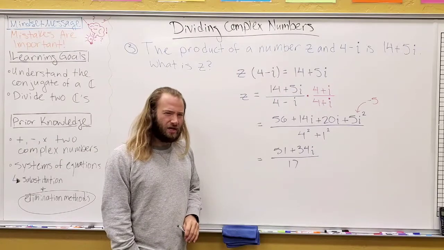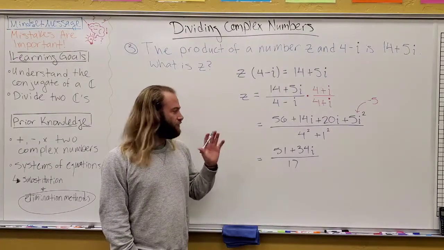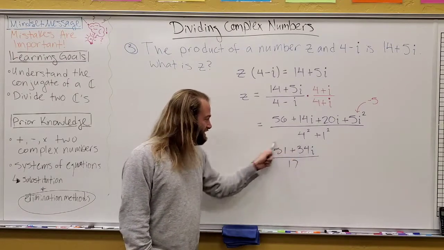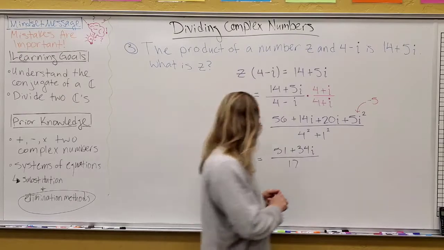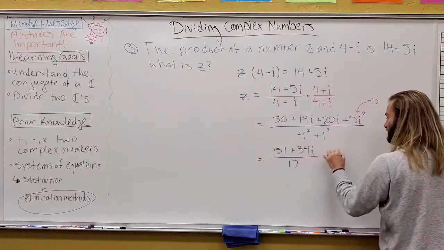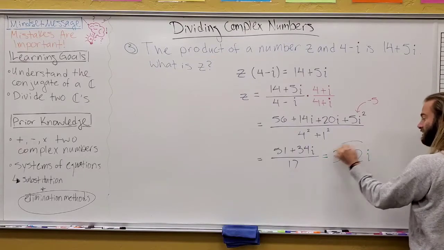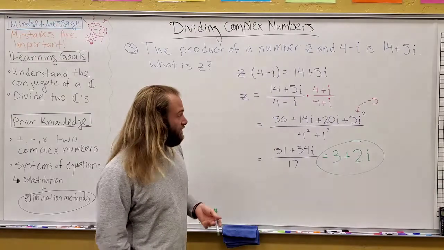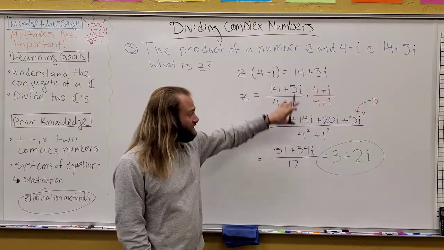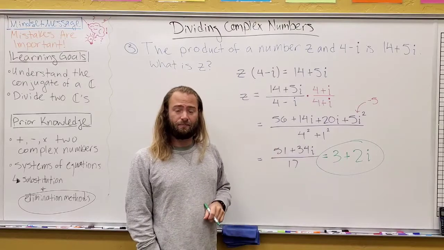So again, why was that conjugate helpful? Remember, it always makes a real number. So in the end, we can divide those separately, and you'll notice 51 over 17 is 3, and 34 over 17 is 2. So this ends up being 3 plus 2i, and it turns out that actually we can divide two complex numbers to get yet another complex number as well.